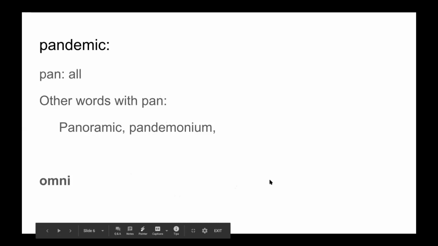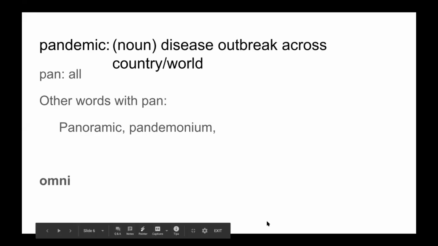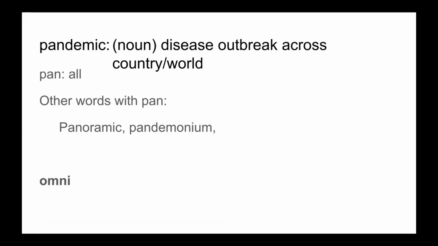All right. And the last one would be pan. Pan means all, right? So kind of suiting for the times. Pandemic, which we are in right now. A pandemic is a disease outbreak across a country or the world, right? The disease outbreak that affects all, it spreads across all, right? And so pan means all.